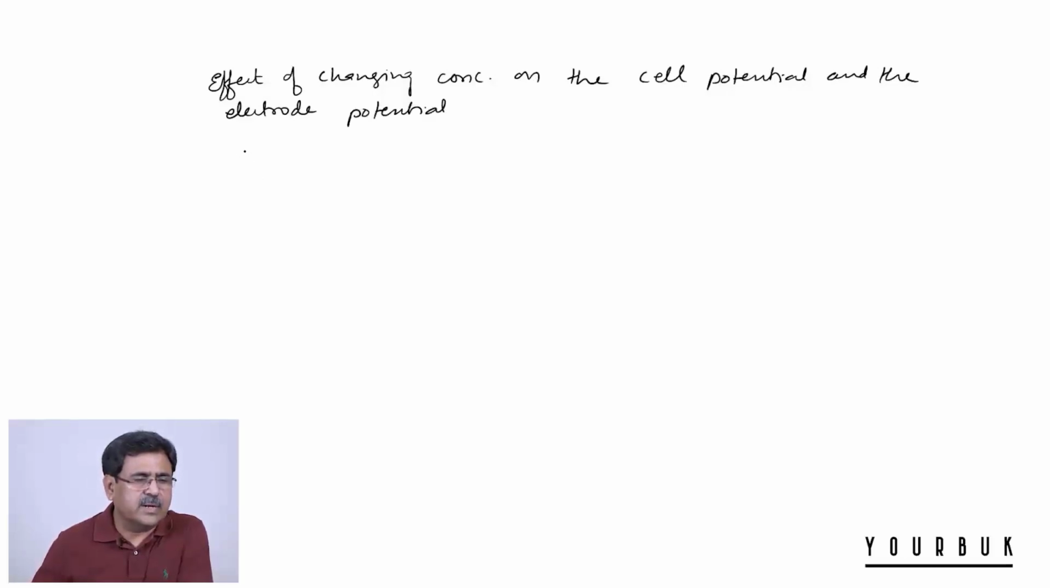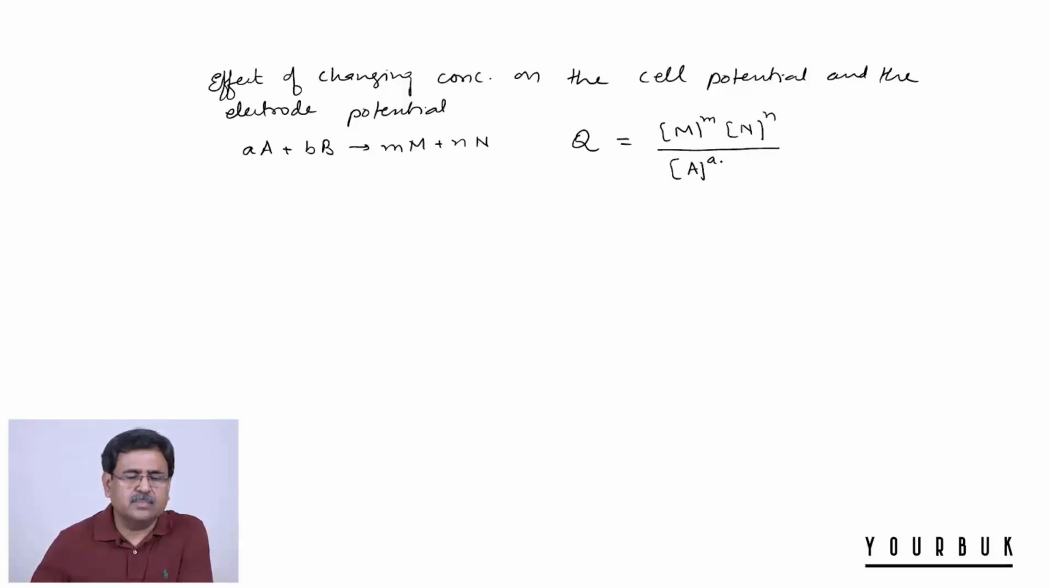Now, let us consider this reaction: A moles of A plus B moles of B gives M moles of M plus N moles of N. For this reaction, we can write the concentration quotient Q as this: products in the numerator and reactants in the denominator. This is the expression for the concentration quotient, and Q we can write at any instant of time.